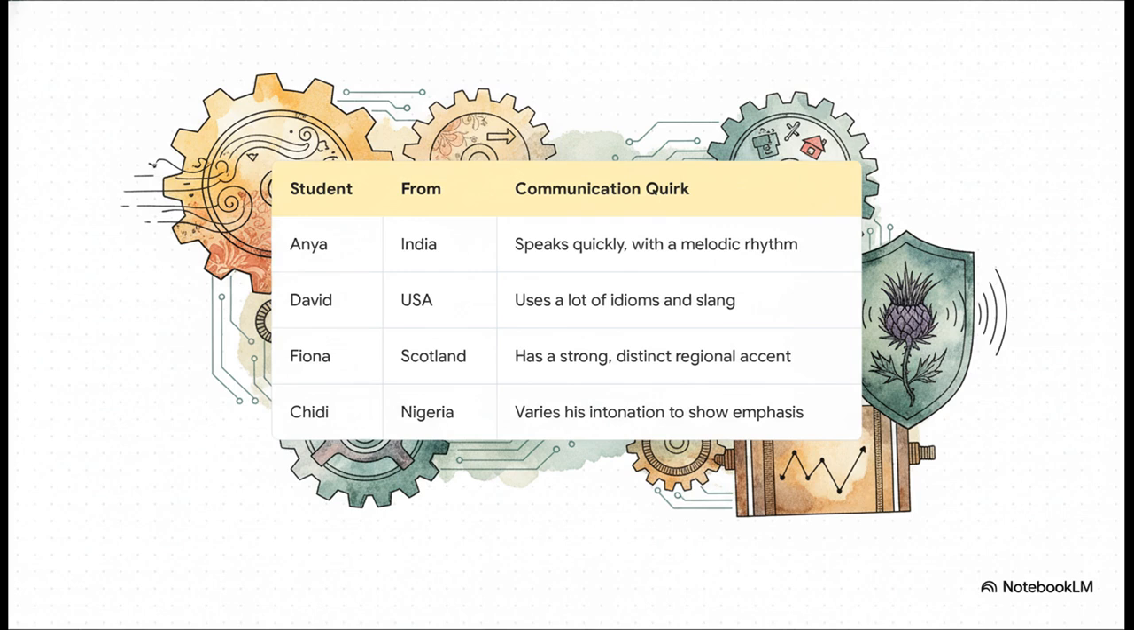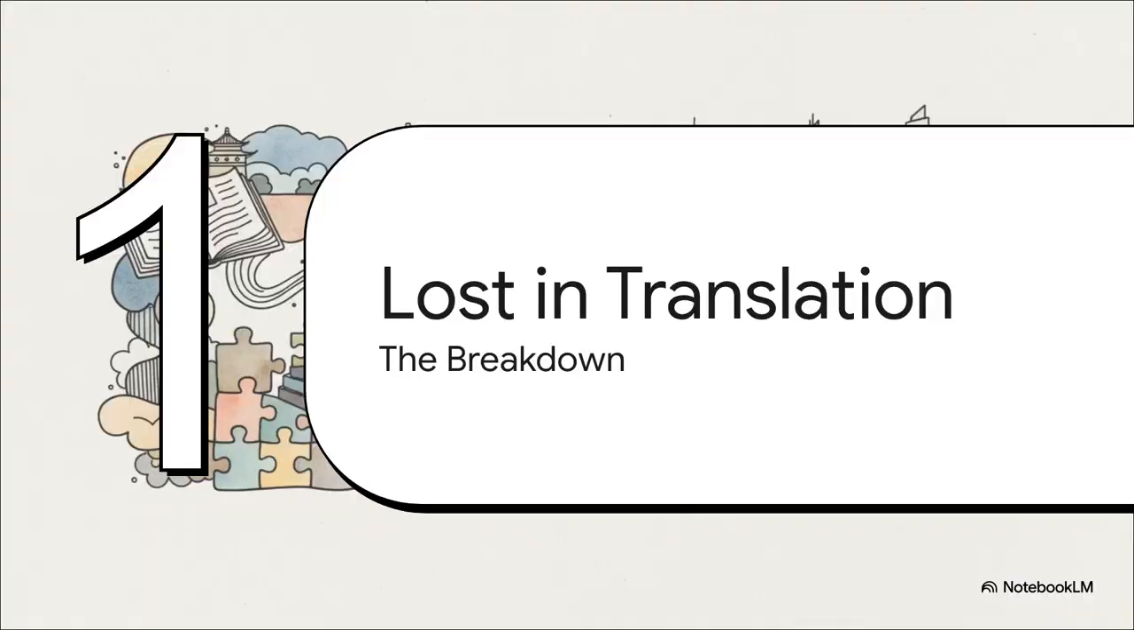Her speech is fast, kind of melodic. Then you've got David from the USA, who uses a ton of idioms, those little linguistic shortcuts. Fiona from Scotland has this really cool, strong accent. And Chidi from Nigeria uses intonation, the highs and lows in his voice to really emphasize his points. All perfectly good, high-quality parts, right? But yeah, in that first meeting, the machine is not running smoothly at all. In fact, it's clunky and super inefficient.